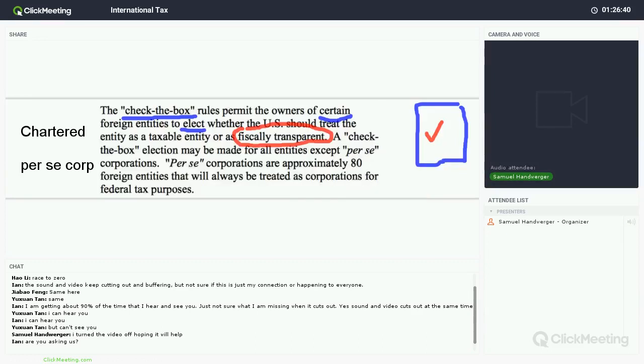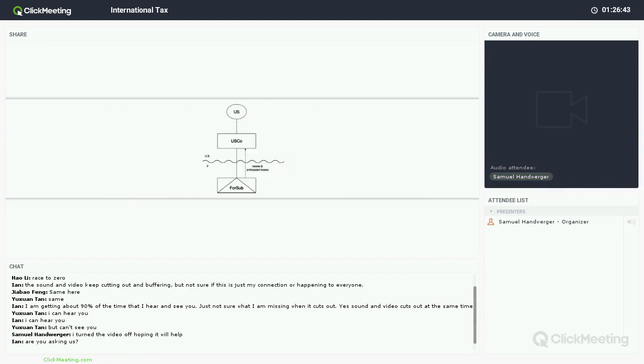Let's do a little bit more about what I'm talking about here. Okay. So to get this to be understood, before the check the box rules, if the foreign subsidiary that you see in this picture was not a per se corporation, but it had some of the characteristics of a corporation in the foreign country, you would have had to make the determination of what is it, to determine how the U.S. is going to tax it.